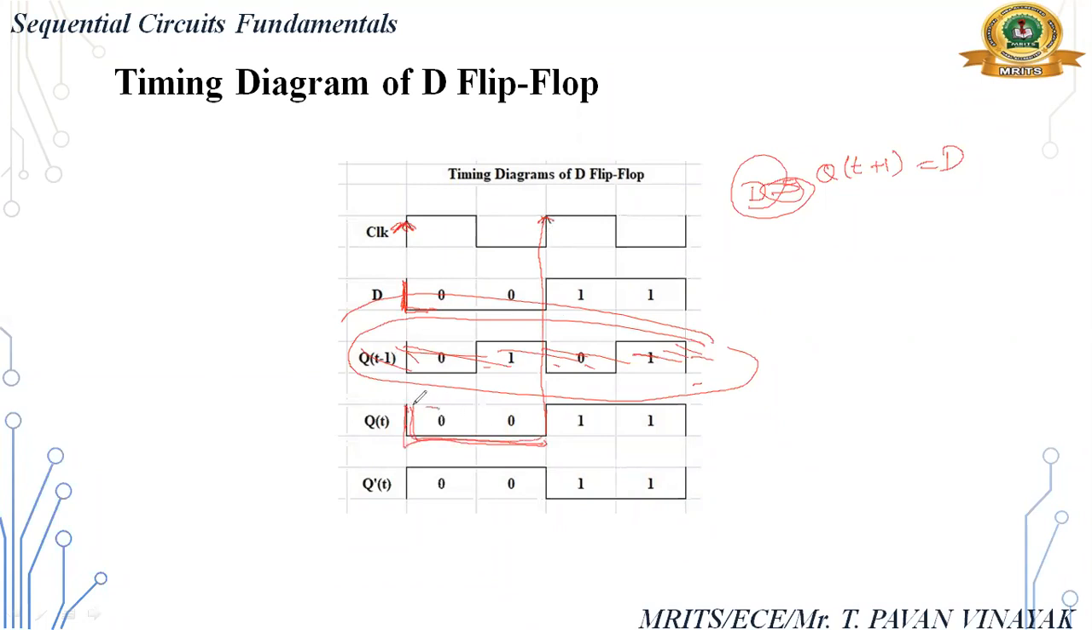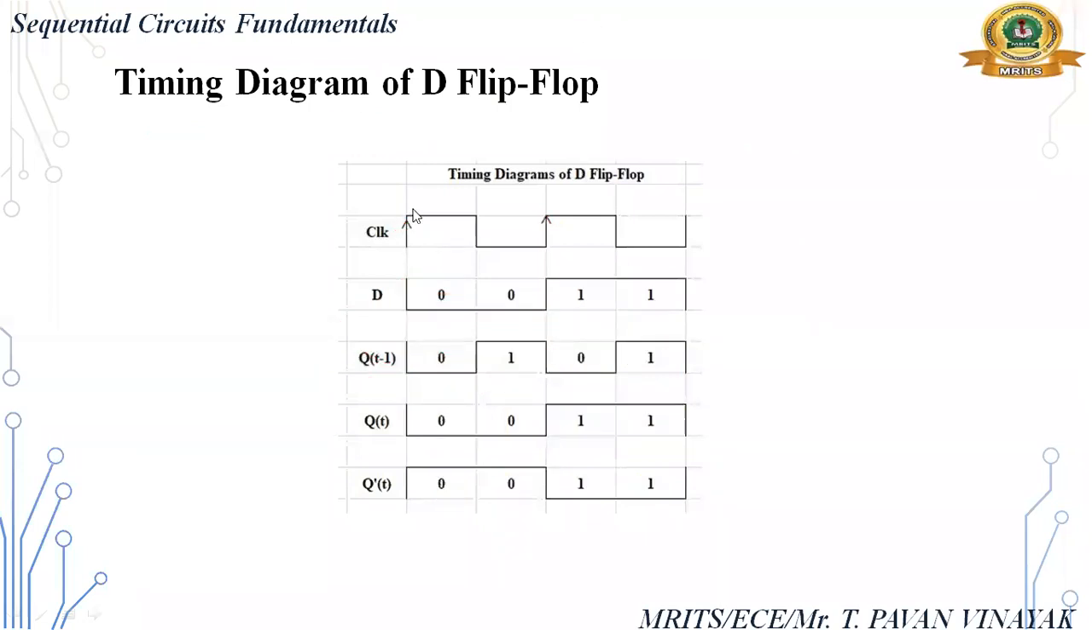So until the next clock pulse appears, the output will be 0. Next, D is 1 here, so the output will be 1. Sorry, here this is 1, this is 0. Modify this one. This is 1, this is 0. So this is the D flip-flop timing diagram. Whenever the clock pulse is activated, we get the output as D only. That is the timing diagram of the D flip-flop.